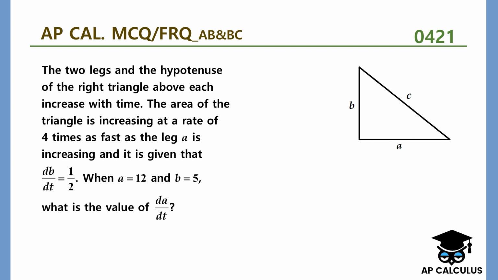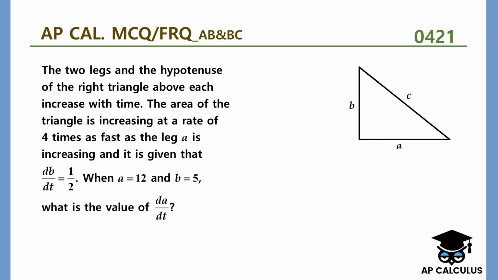Question 421. The two legs and the hypotenuse of the right triangle above each increase with time. The area of the triangle is increasing at a rate 4 times as fast as the leg A is increasing, and it is given that dB over dt is 1/2. When A is equal to 12 and B is equal to 5, what is the value of dA over dt? Alright, actually the right triangle is given right over here, right?